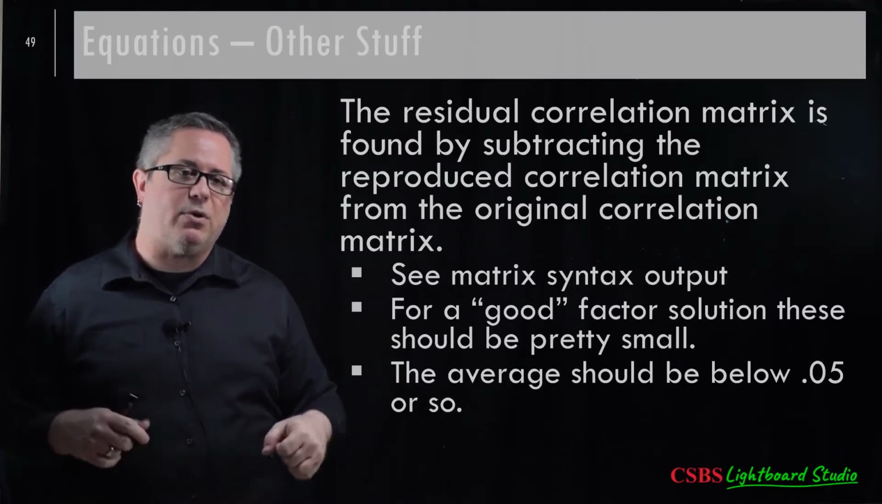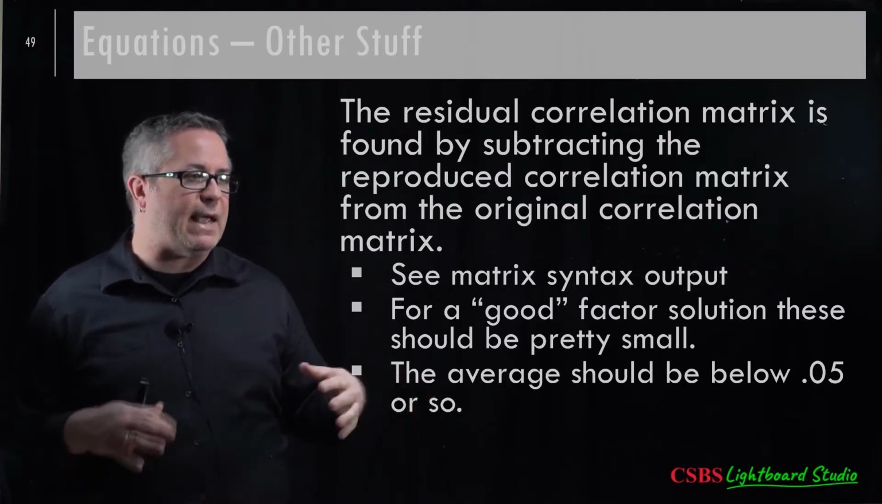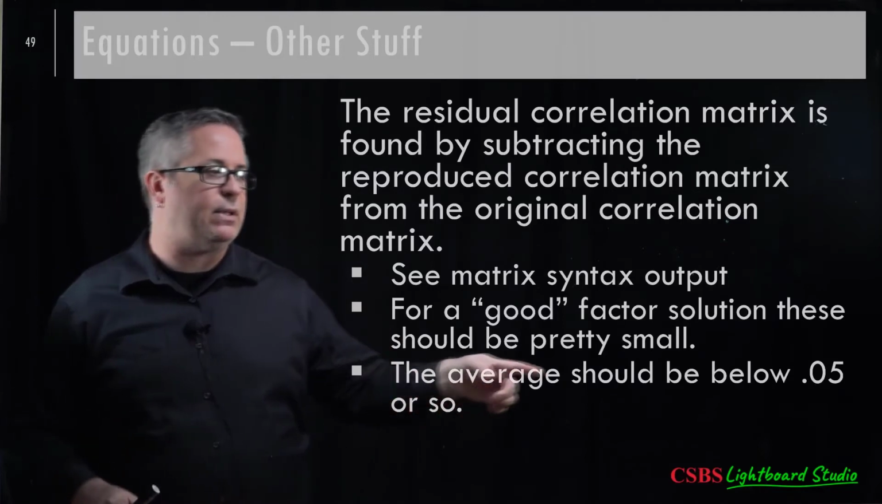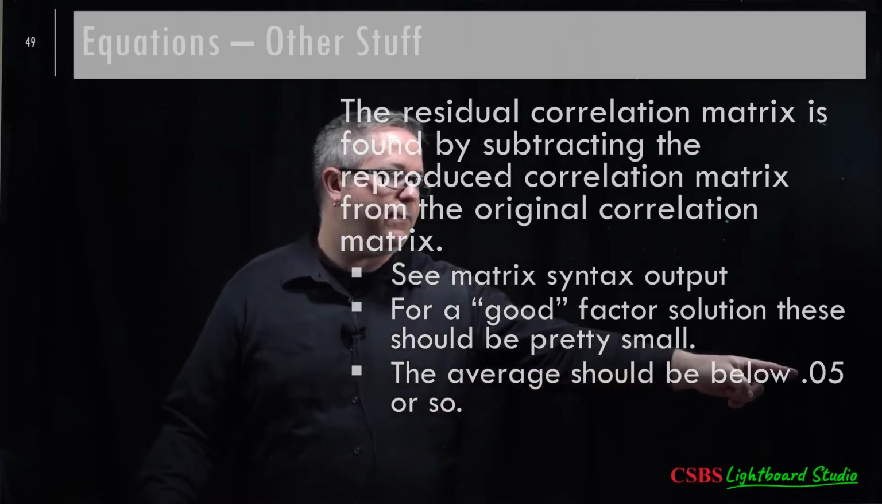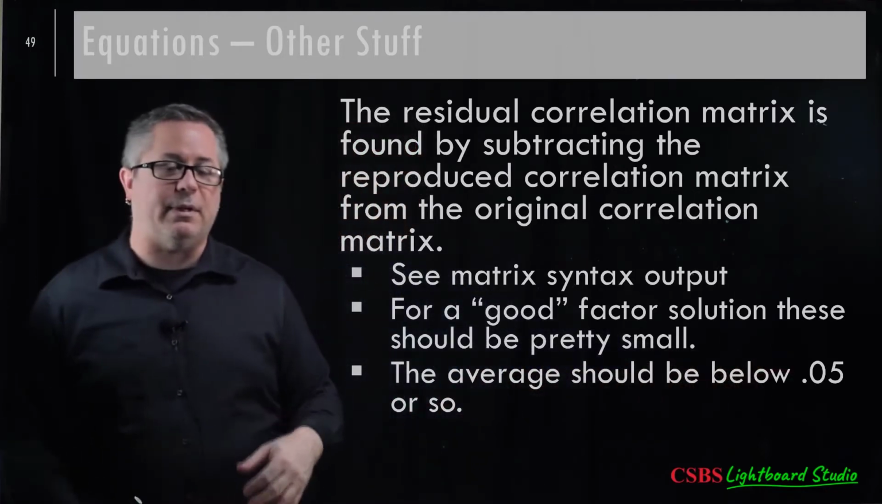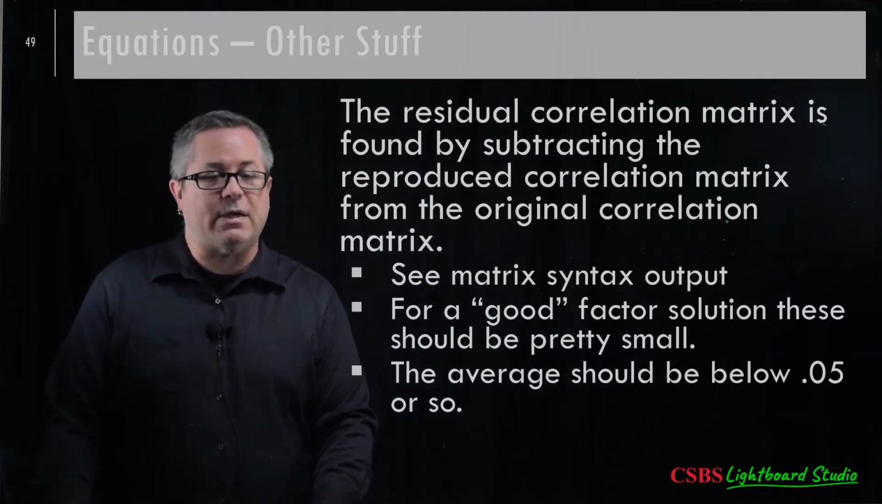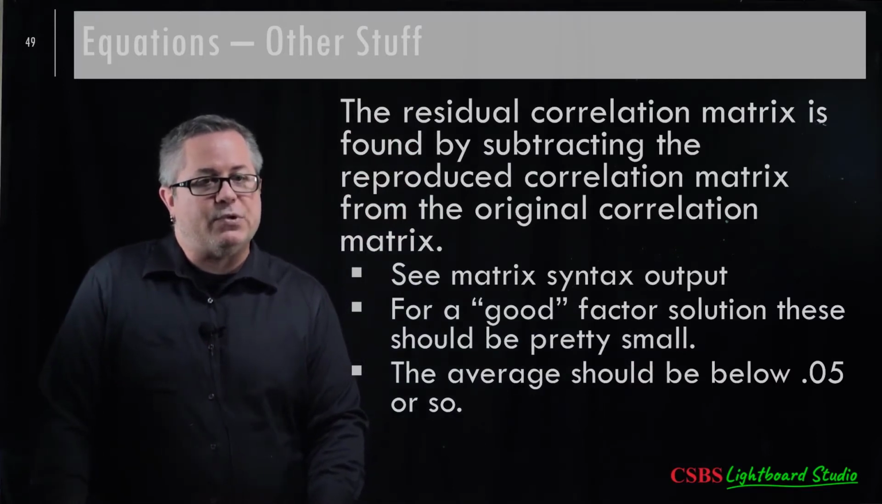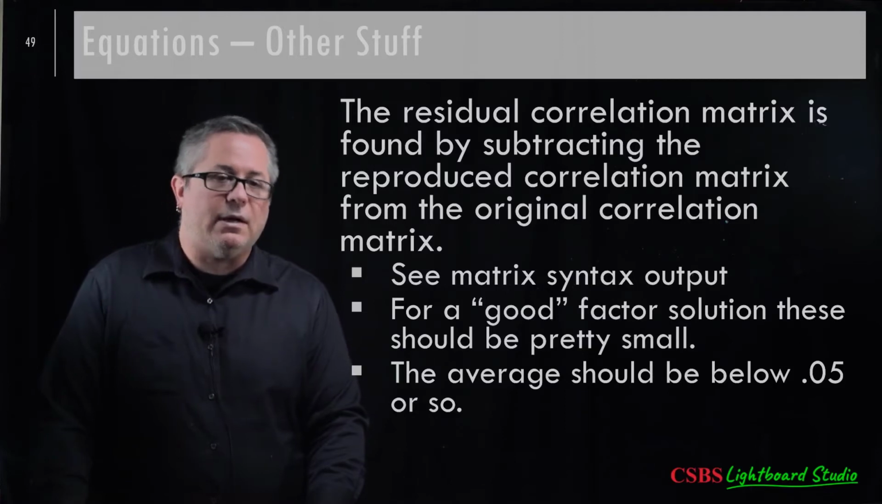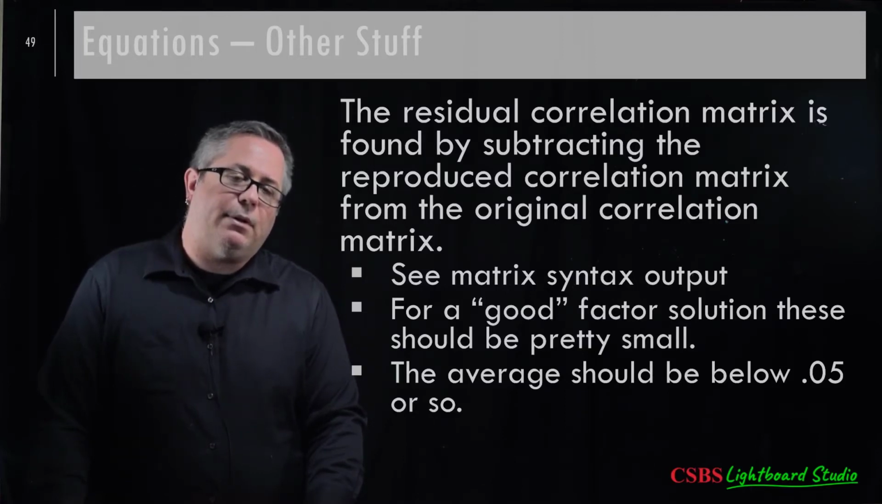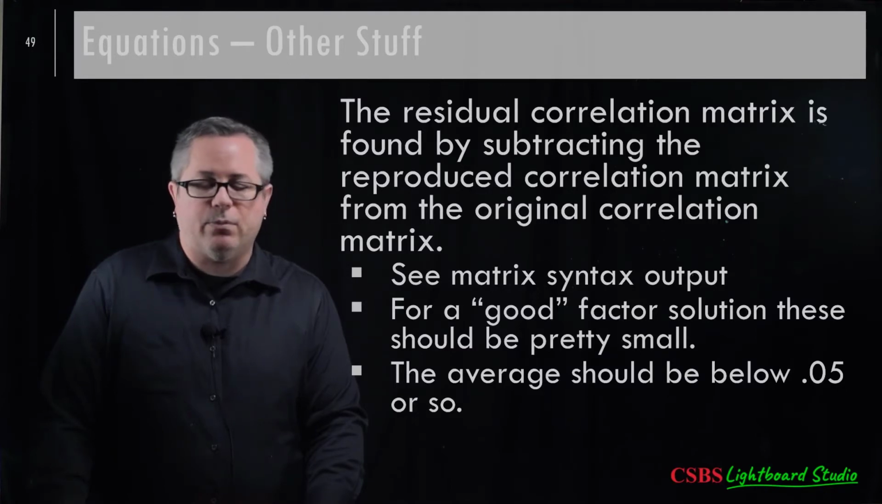But you still want to get close, and the average residuals should be something like 0.05. And if that's true, then that's one way of thinking about your data is actually doing a pretty good job of reproducing, right? So on average, the residuals were 0.05 or lower. That's a pretty good way of looking at it.